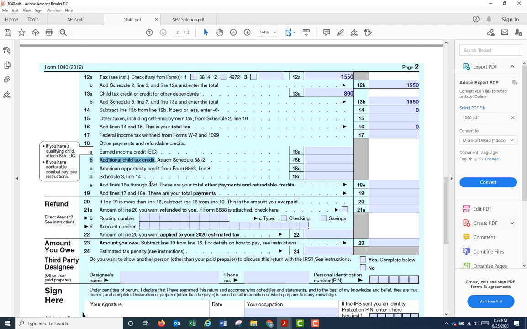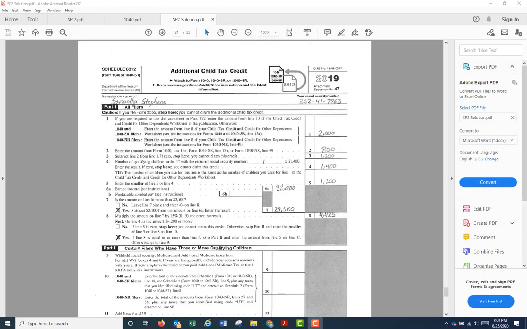Let's go to Schedule 8812. Here's Schedule 8812. Must be filed with Form 1040 if there's additional child tax credit being claimed. Don't forget name and social security on these types of schedules. In line 1, it's going to be $2,000. That's the amount of child tax credit. Then in line 2, we see $800. What is the $800? That's the amount of applied child tax credit. Then we have remaining balance or unused balance of $1,200. That could be the additional child tax credit.